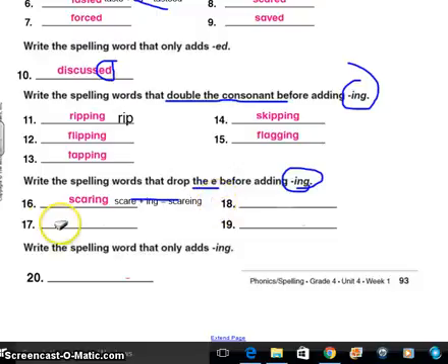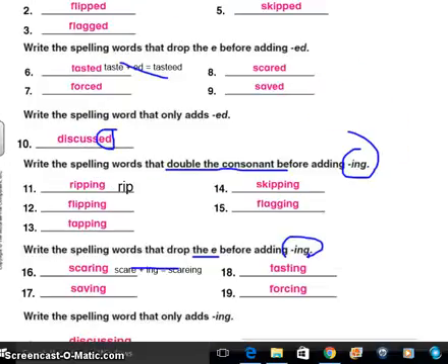All right, drop the e before adding ing. Saving, tasting, forcing. Pause anytime to correct. They don't have to be in the exact same order. If you have a different order, that's fine, as long as they're in the same area. Only adds ing, discussing. All right.